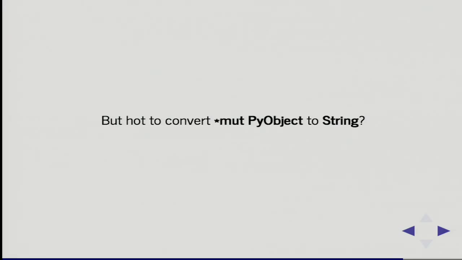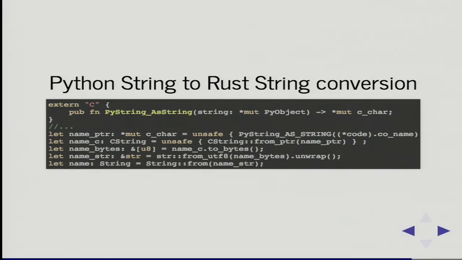But how to convert a Python string to a Rust string? Funny, but that was nearly the hardest problem I faced. Actually, it was difficult. And at some point, I came up with something like this. It just converts the Python string to the Rust string at the last line. And it did work sometimes.